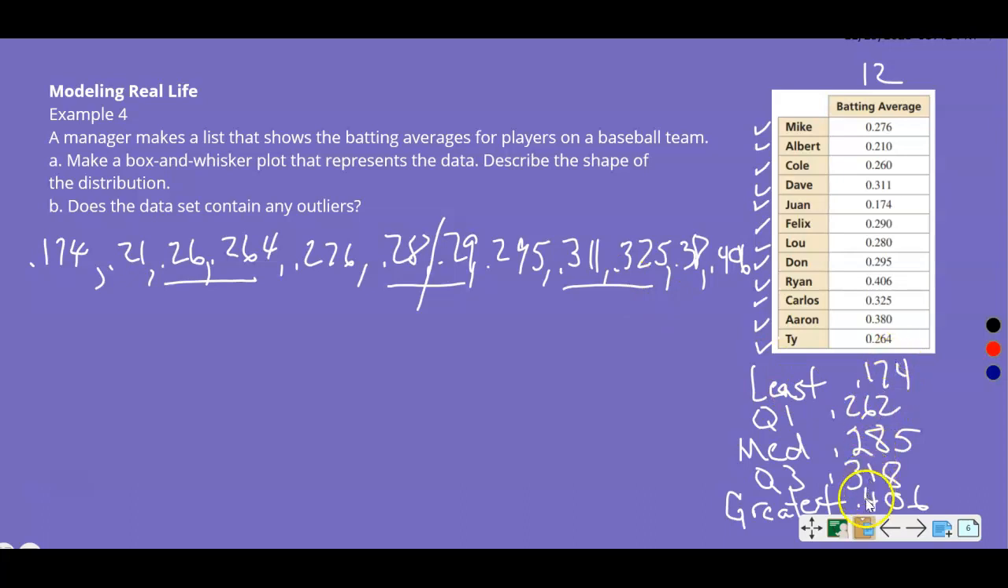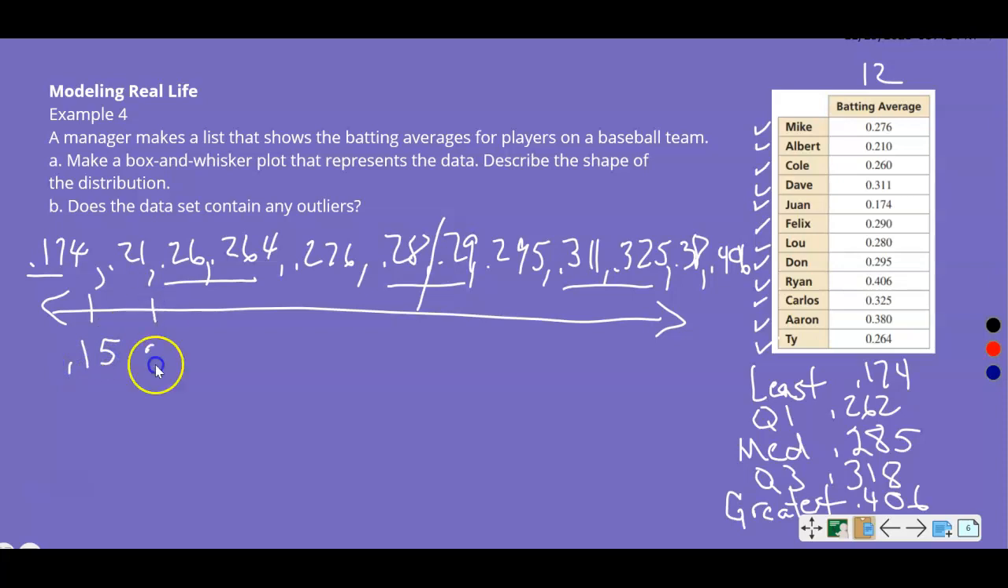All right, now that we have these 5 numbers, we're going to draw a number line again. If we draw a number line, we don't have to have these exact points on here because these numbers are all kind of random. They're not evenly spread out. So we do need to have even numbers on a number line. So let's start with a number less than our lowest value. So we're going to put 0.15.